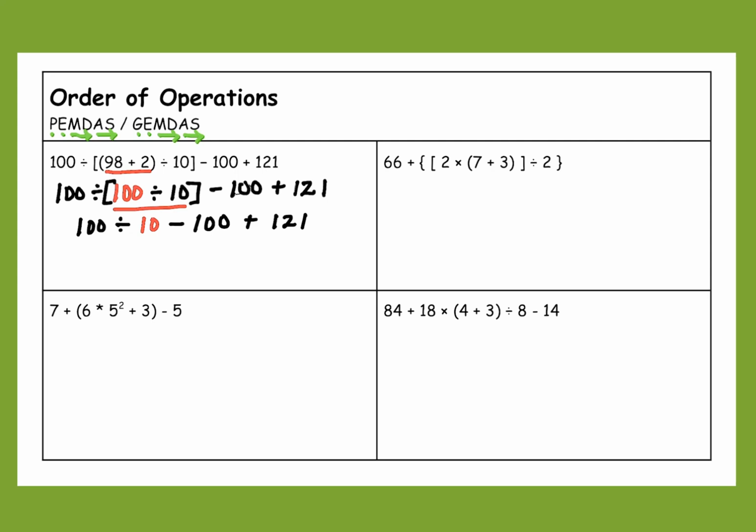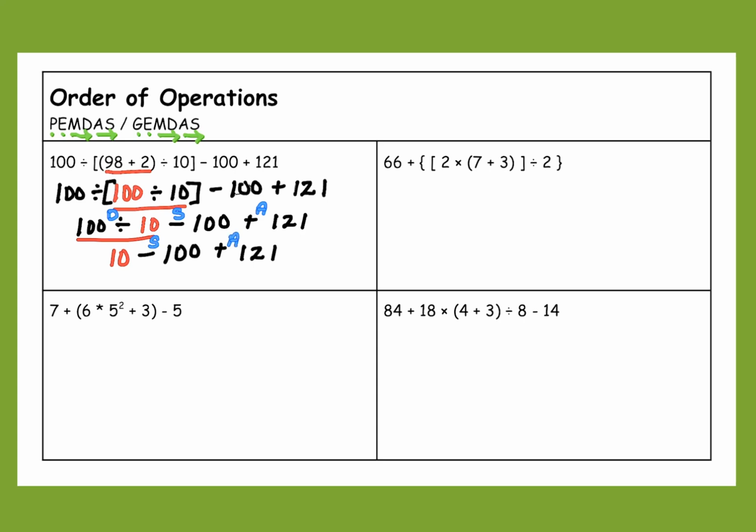Now for the third step, we have no grouping symbols left, and I do not see any exponents. Let's label our operations. We have a division, a subtraction, and an addition. So the first thing we want to do is take care of that division. 100 divided by 10 is 10. And we remember to bring everything else down in our third step.